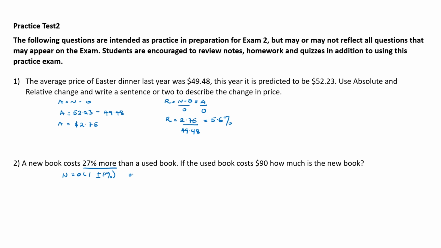And we can also use equal proportions to solve this. So using the formula, we have x equal to 90 times (1 plus 0.27) since we have a percent increase. And this gives us 1.27 times 90, which is 114.30. Using equal proportions, we have x over 90 equal to 127 over 100, and that gives us the same value.